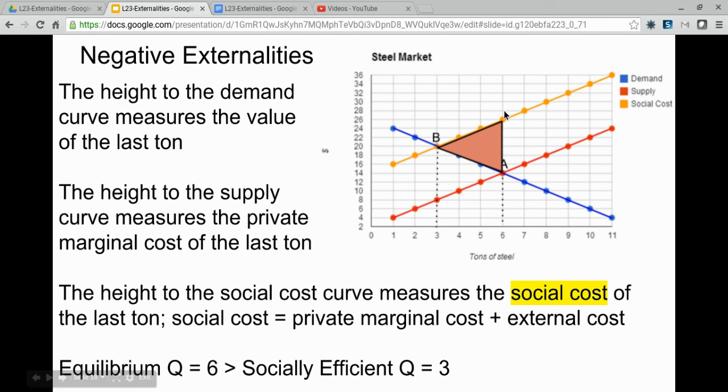If the quantity can be any number on the number line, then the deadweight loss is the area of the triangle bounded by the social cost curve, the demand curve, the socially efficient quantity, and the equilibrium quantity in the market. The notes have an example worked out where we have discrete changes when quantity goes from 3 to 4 to 5 to 6.